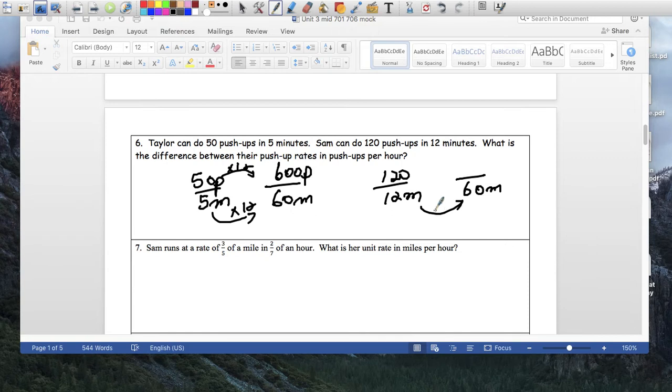And here the relationship is times 5. So I'm going to do times 5, and that's going to give us 600. So there is no difference because they are exactly the same. They do the same amount of push-ups in 1 hour.